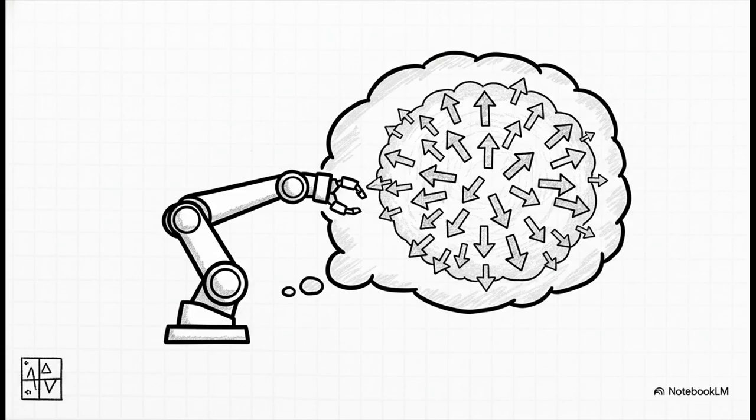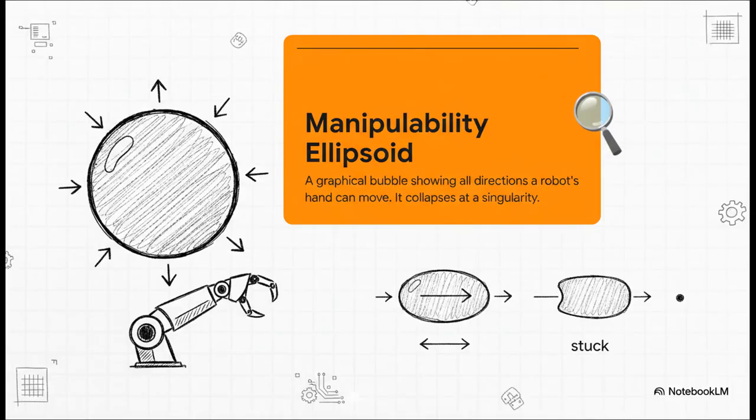Let's try to make this a little more visual, though. We can actually graph this zone of possibility to see just how much freedom of movement the robot has at any given moment. It's called the manipulability ellipsoid. When the robot is in a good, flexible position, this bubble is big and round, meaning it can move its hand easily in any direction it wants.